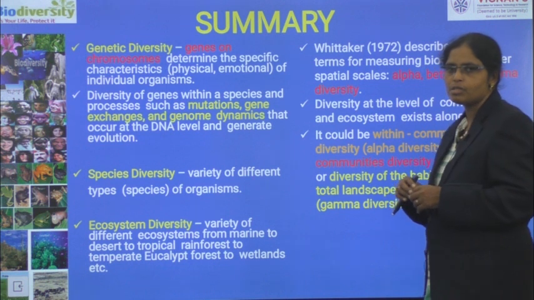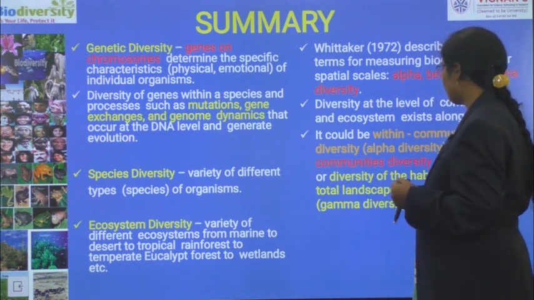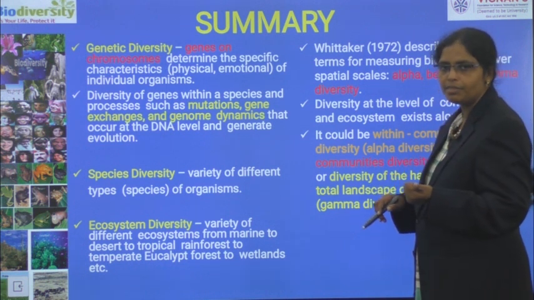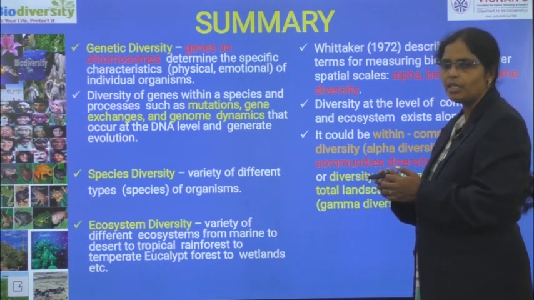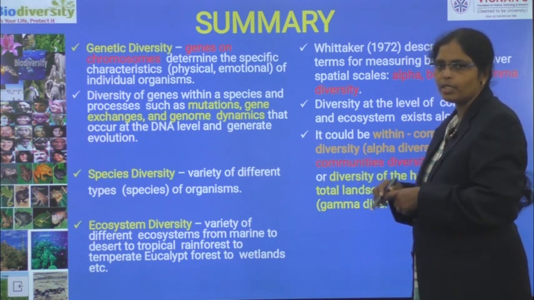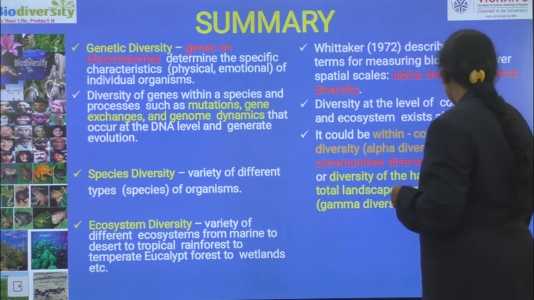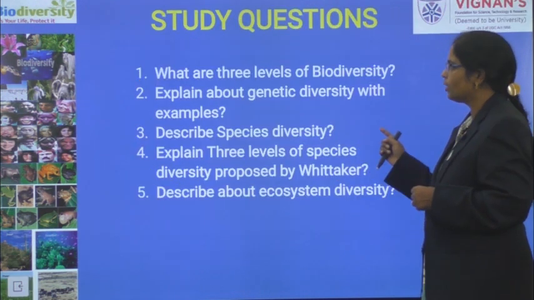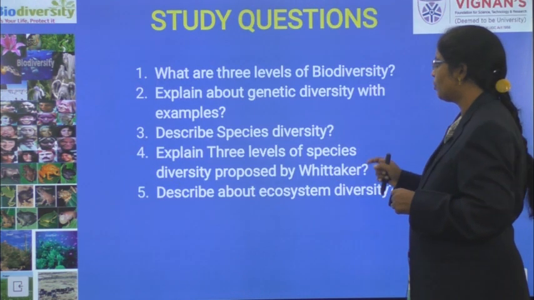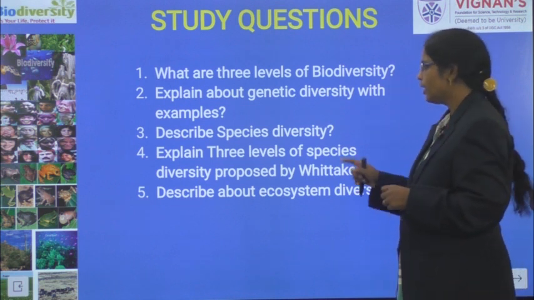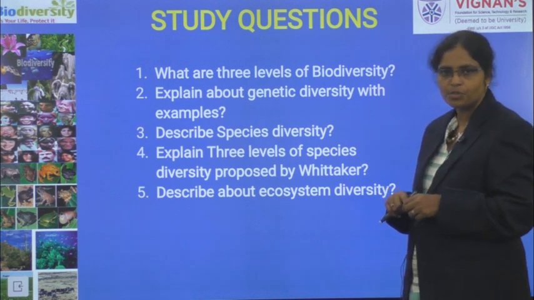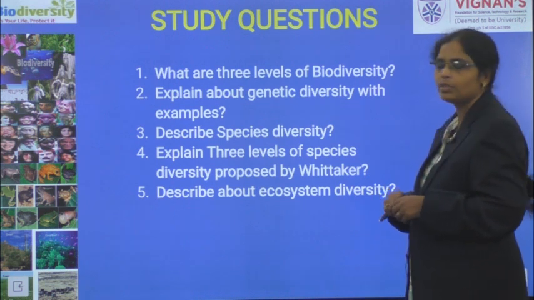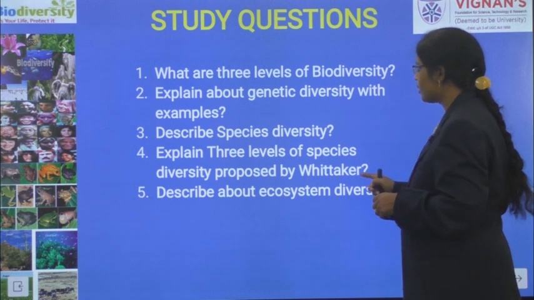And we take the proposed alpha, beta and gamma types of biodiversity, where alpha diversity is within the community, beta diversity is between communities, and gamma diversity is all communities together. Study questions are: what are the three levels of biodiversity? Explain about genetic diversity with examples. Describe species diversity. Explain three levels of species diversity proposed by Whittaker, and describe ecosystem diversity. So these are the study questions.